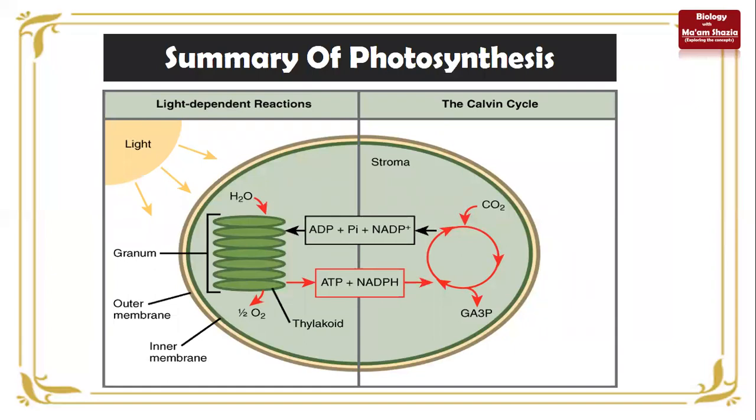Look at this diagram. You all know it, and I think you have gone through it before in the lower grades, in sixth, seventh grade. So this is the summary of photosynthesis. That oval-shaped structure is basically the chloroplast, and the chloroplast has a double membrane. This is the inner area of the chloroplast, which is called the stroma, and these are the thylakoids, and the pile of thylakoids is called the granum.